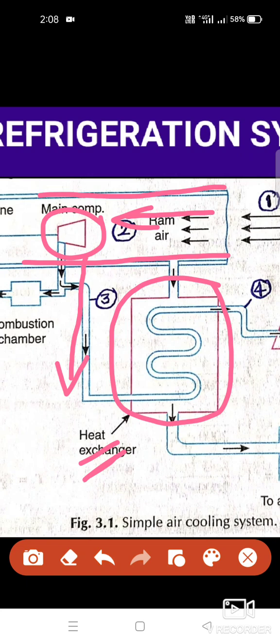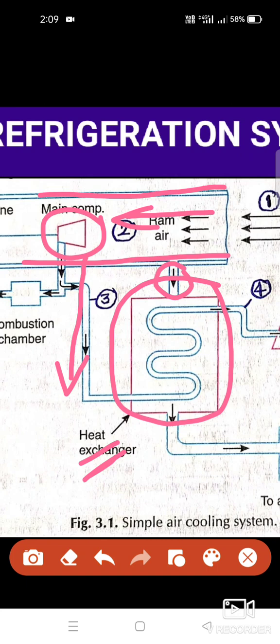As we can see at point number 1, temperature of the air is around -40 degrees centigrade to -60 degrees centigrade. So that same air cannot be used for refrigeration purpose. It is to be processed. So this air we are using, see here this arrow, this air we are using in the heat exchanger.